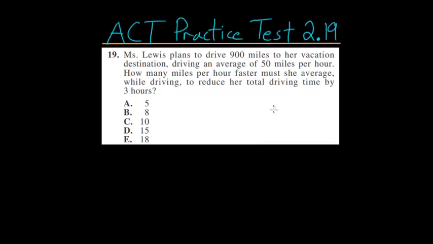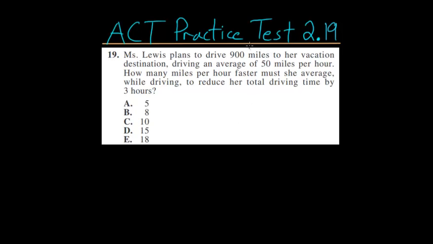So the general strategy to solve this is to first figure out how many hours she originally took on her trip. So how many hours does it take to drive this 900 miles at this rate of 50 miles per hour? And once we figure out how many hours the plan originally called for, we can then reduce that by 3 hours. And whatever that new hourly total is, all we have to do is take this 900 miles and divide it by however many hours the faster trip is, and that will give us our faster rate.